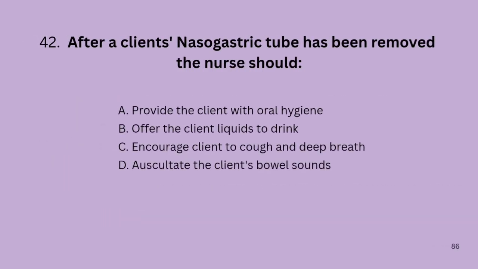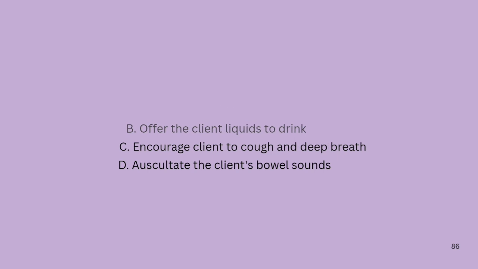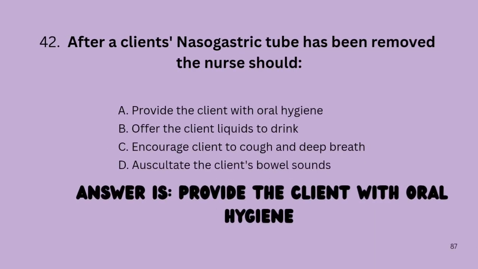Number 42. After a client's nasogastric tube has been removed, the nurse should: provide the client with oral hygiene; offer the client liquids to drink; encourage the client to cough and deep breathe; auscultate the client's bowel sounds. The answer is: provide the client with oral hygiene.